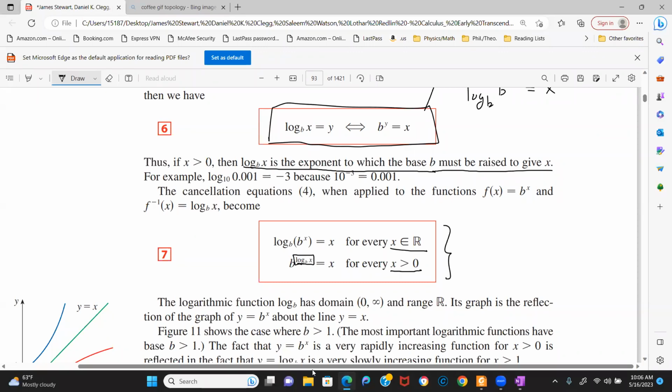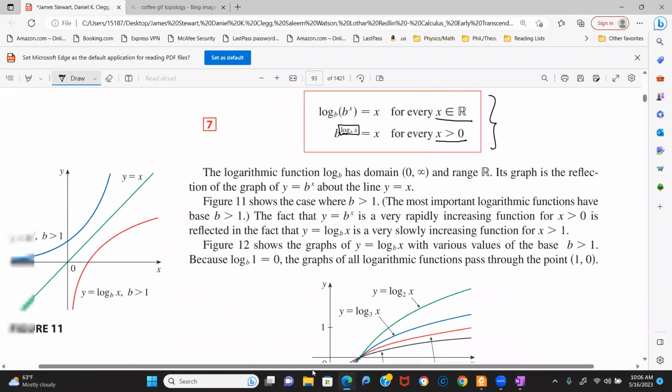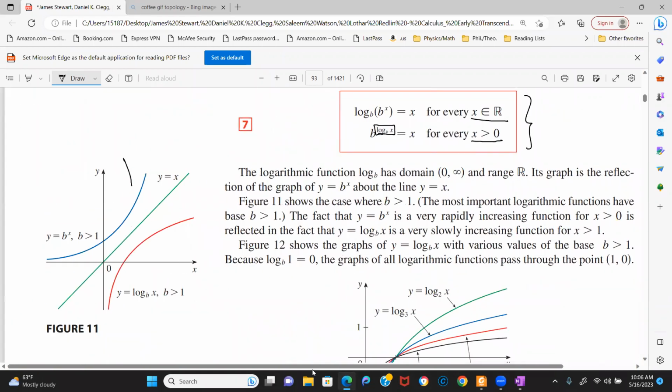Because remember, b to the x is a function from R to the positive numbers. So that means log base b of x is a function from the positive numbers to R. Remember, the domain and the codomain swap. And because this blue curve is the exponential function, if you reflect it over this diagonal line right here, you get this red curve, which is the inverse function. And that's how you form the graph. We only show this case, though, with b greater than one.